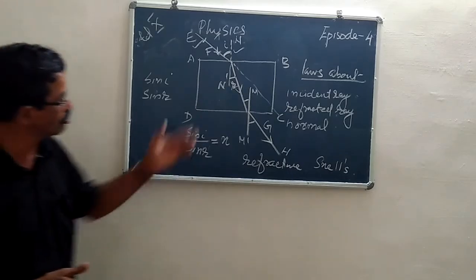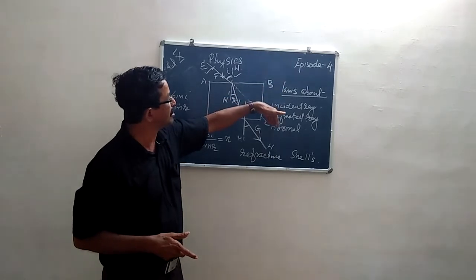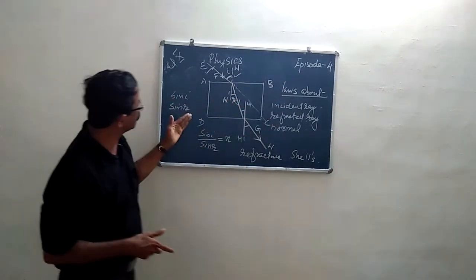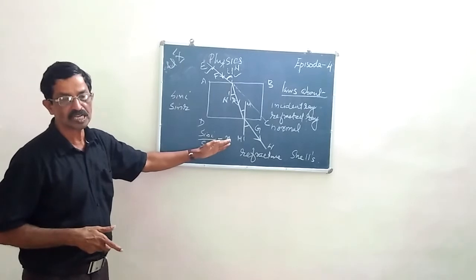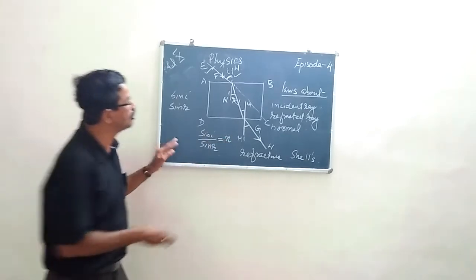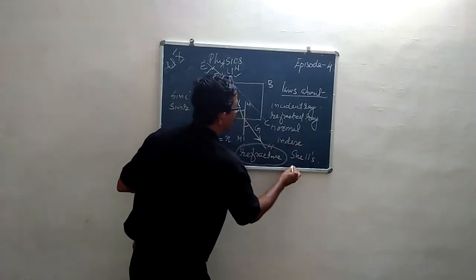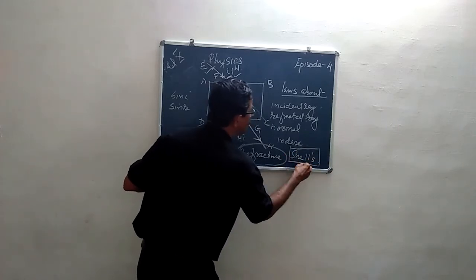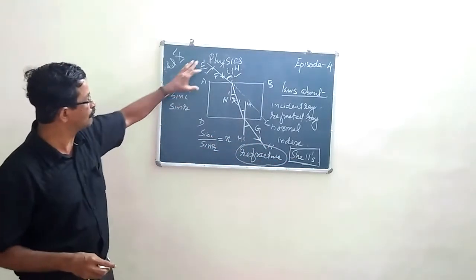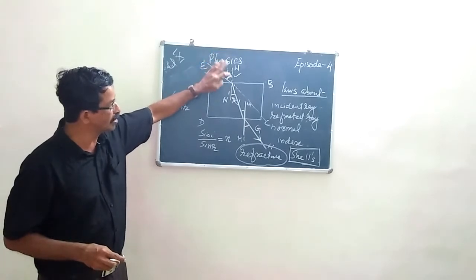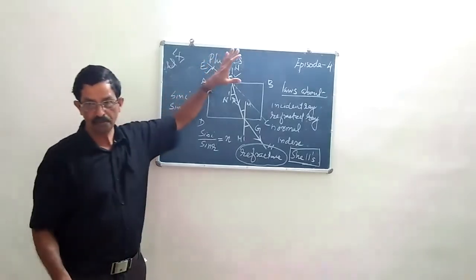Which are the two refraction laws? One, the incident ray, refracted ray, and normal lie on the same plane. The second one is sin i by sin r is equal to n, and it is called the refractive index. The law related to this is called Snell's law, which is applicable for a given color of light and a given pair of media.